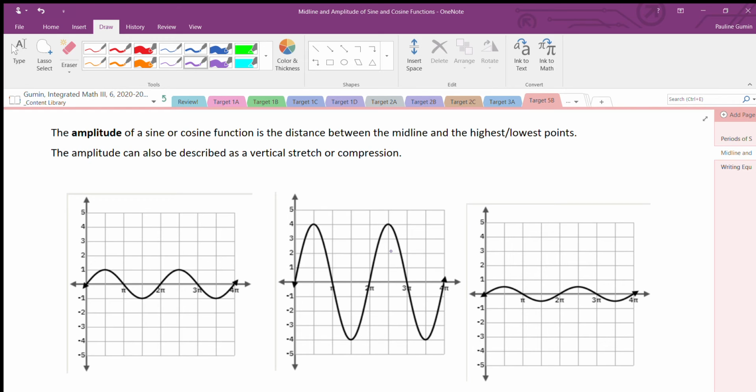Okay, so in order to find the amplitude, we need to find the midline. Good thing we just learned how to do it. So let's look at the very left-hand graph. Let's draw in that midline.